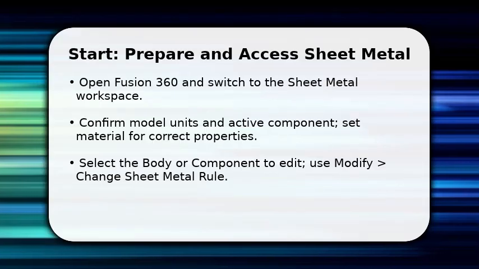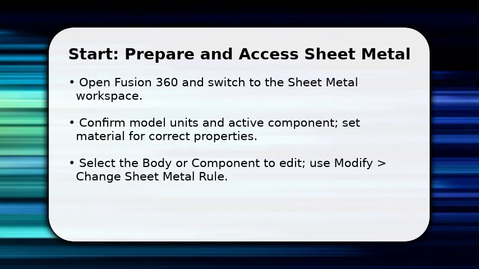You begin by opening Fusion 360 and immediately switching to the sheet metal workspace so tools match the workflow. Once the part is loaded, verify units and the active component because thickness depends on those settings.